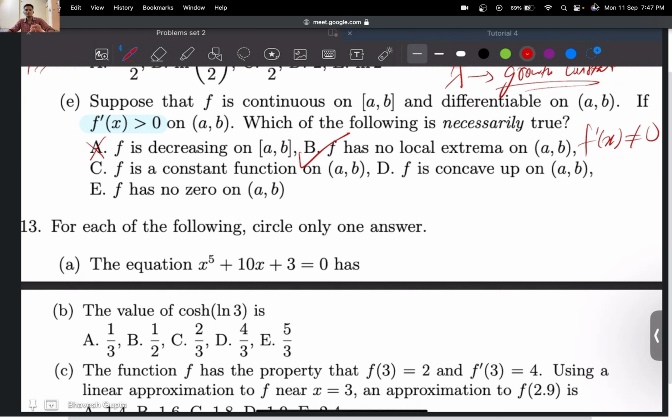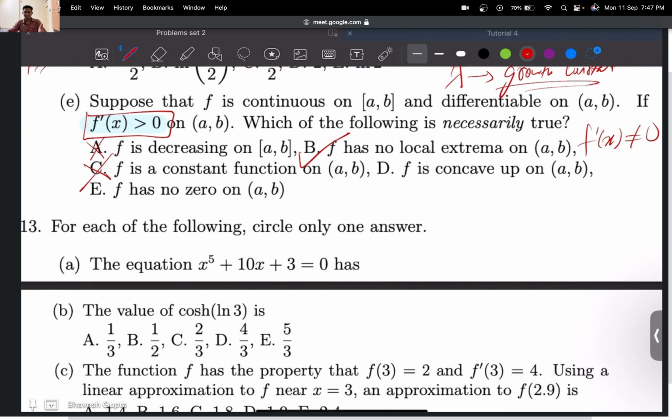Because extremum locations are basically where the first derivative is 0. But you can see in the question they have not given it to be 0. They are strictly positive. So definitely the function has no local extrema. So the C part is wrong, because f is constant only when the first derivative is 0 throughout the whole interval. That's wrong. You can see it has a non-zero value. It's positive, so that cannot be constant.